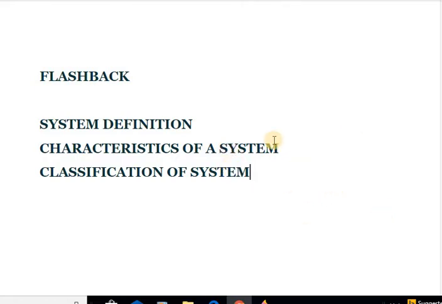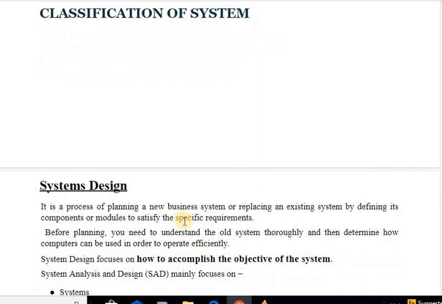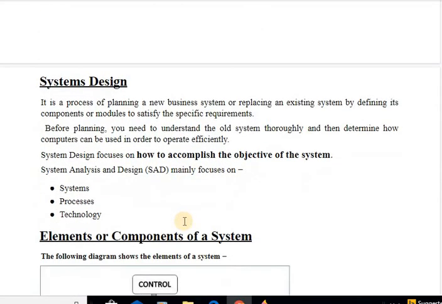So system is a complete unit which is a collection of various subcomponents, and they are connected with each other to form a complete system, and that system is going to produce some output for the organization. So system is anything like which takes input, process it and gives you the output. And that output is related, or output you can say, that is the objective of your system. So in this video we will begin with the system design.